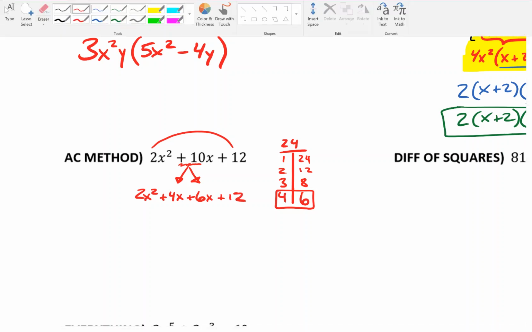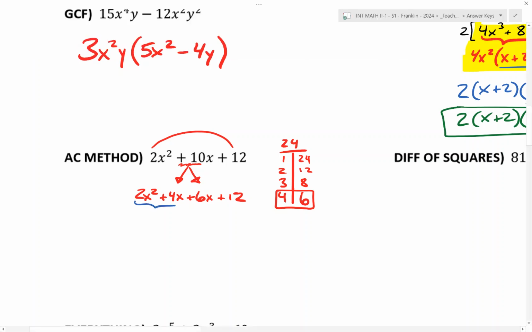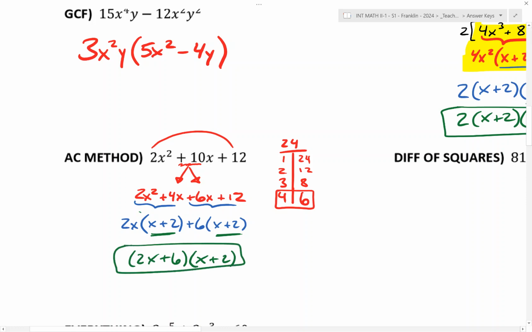So the AC method always has grouping in it because of this middle step right here. We can take a 2x out, and that's x plus 2. And it looks like we can take out a 6, and then again x plus 2. It's nice that that always works out. So you know you're on the right track if these two things are the same. So we have our 2x plus 6 from our GCFs and x plus 2 from the binomials there. 2x plus 6 coming from right there.